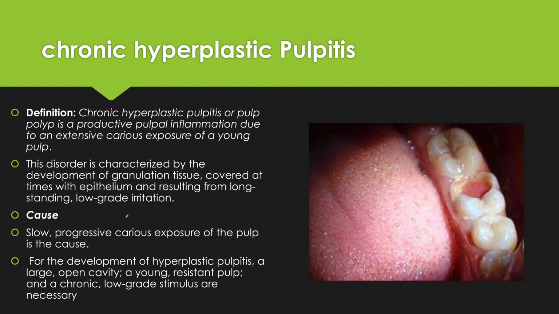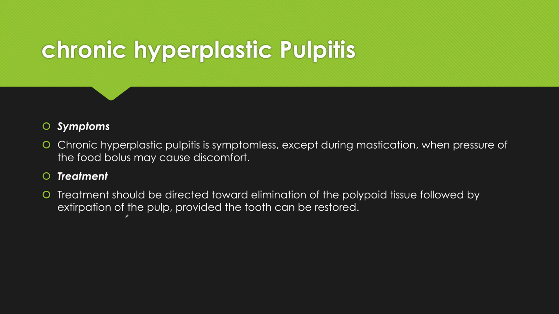For the development of hyperplastic pulpitis, a large open cavity is needed. We need a young resistant pulp and a chronic low grade stimulus, which can normally be caused by chewing, biting, or eating. We don't have any symptoms except during eating, when there's a pressure from food bolus which causes some discomfort.